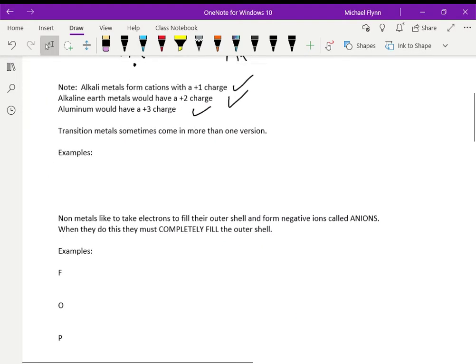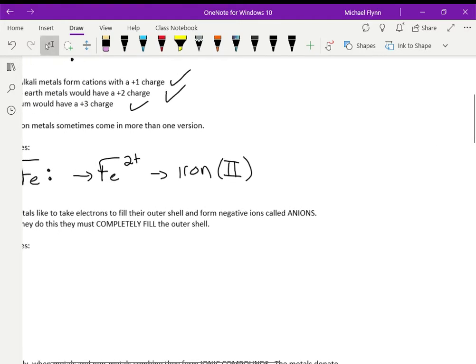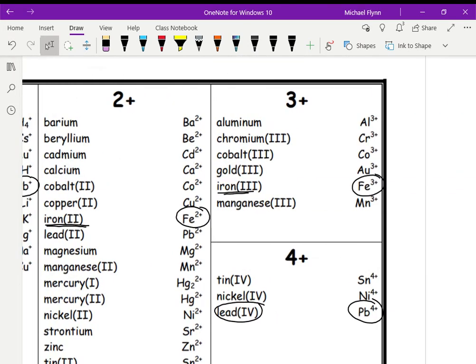So transition metals, let's look at the iron that has 2 valence electrons. Well, that becomes Fe2+, and we call this iron 2. Okay, gold, if you're curious, let's go back. Gold is an interesting one.